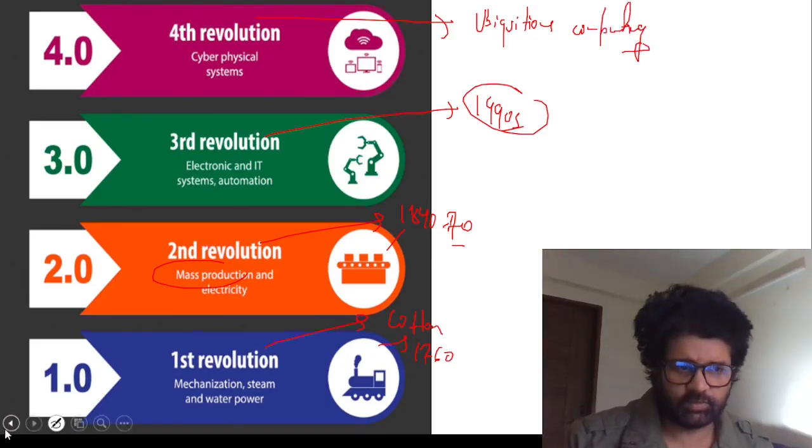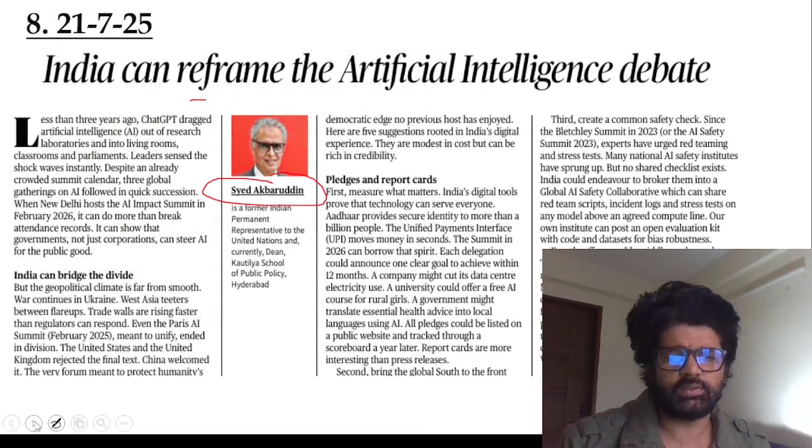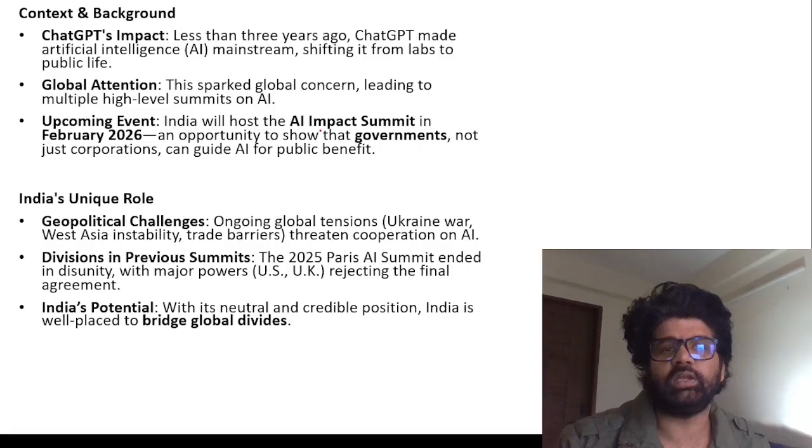So, the fourth industrial revolution. In that regard, AI has changed everything, ChatGPT and all. It is creating a lot of impact. So we have to see how we are using AI and all. For that, we have the AI Impact Summit. The 2025 summit happened in Paris. The 2026 summit will happen in India.